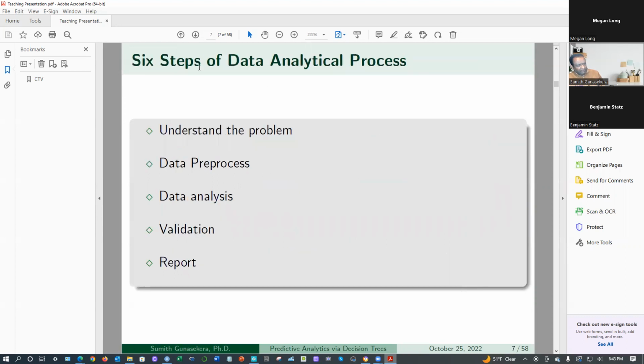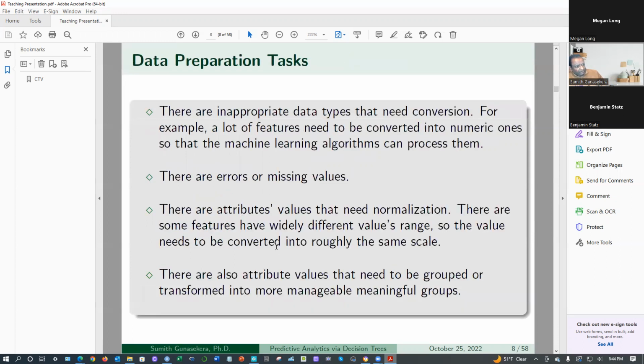See, six steps of the data analytic process. Understand the problem. Data pre-process. Pre-process means you're going to clean up everything. The unstructured data, you're going to make it structured. And then missing data. Sometimes the units were not even good. They were messed up. Some data have very huge variations. Data analysis, you do that, but that's not enough. You have to have the validation too and make a report.